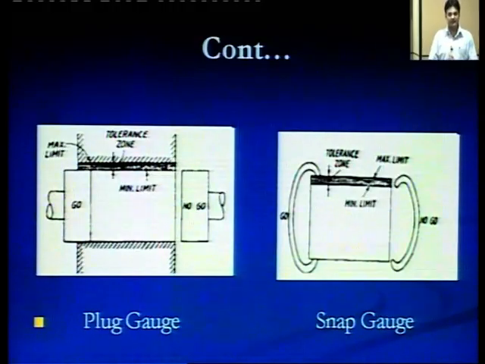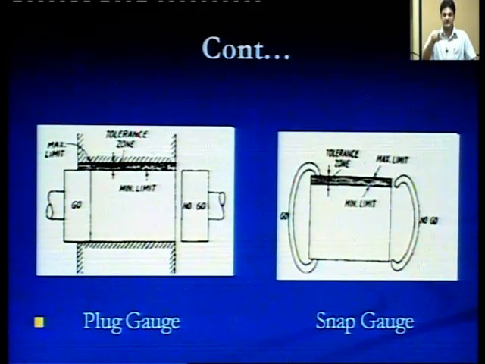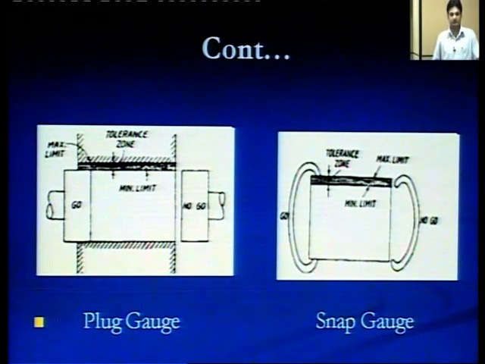This is a diagram showing the plug gauge for checking holes and the snap gauge for checking shaft diameter. As you can see from the diagram, there is the maximum limit and the tolerance zone, and this no go gauge should not pass. It should consider the maximum material consideration, and the go gauge should consider the minimum limit or minimum material consideration. And in case of the snap gauge, it is reverse. The go gauge should consider the maximum limit, and the no go gauge should consider the minimum limit. So, these are opposite to each other, plug gauges and snap gauges, in case of go and no go considerations.